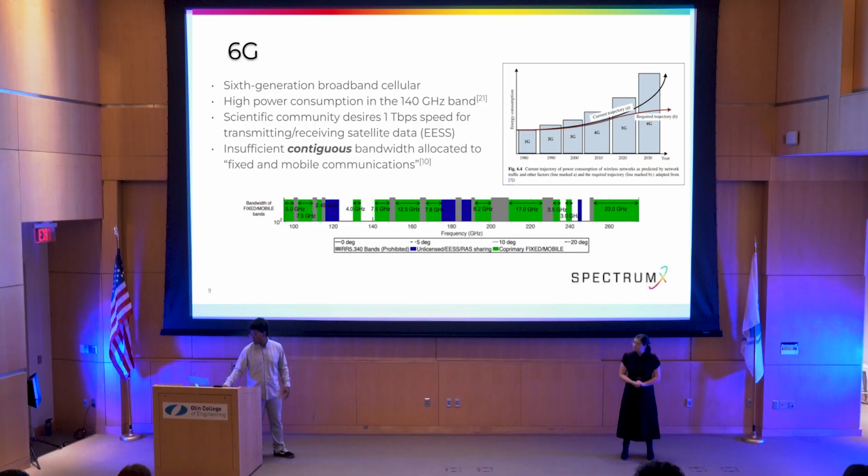and AT&T. Now 6G is the 6th generation broadband cellular network and is planned to be rolled out within the next decade or so. It has some obstacles, such as high power consumption in the 140 gigahertz band, which is our band, and you can see on the left that the power consumption and the required trajectory for it to be scalable is lower than what it actually is.